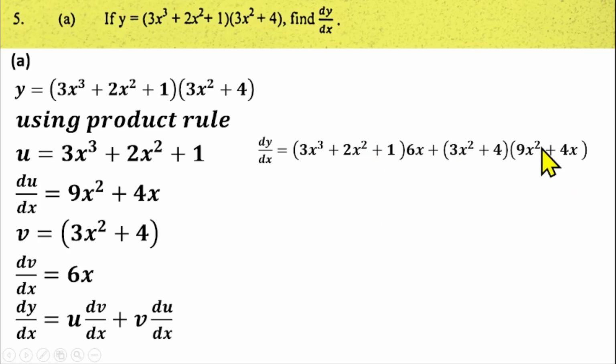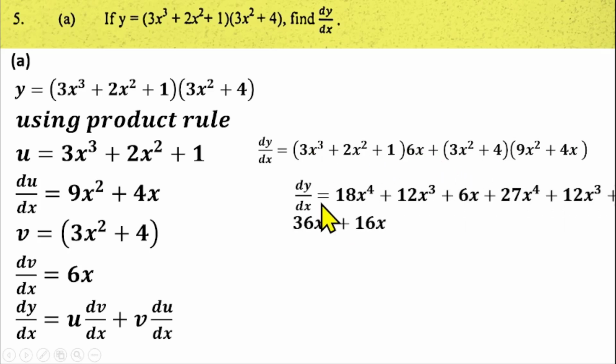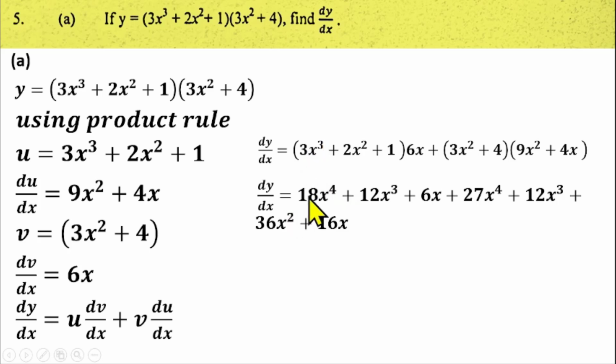The next thing to do is to open the bracket. Although we have already differentiated, all you need to do is to simplify further. So 6x will multiply this, and that should give us 18x raised to the power 4. 6x multiplied by 2x squared gives us 12x raised to the power 3. 6x times 1 gives us 6x. Then this bracket will multiply this bracket as well.